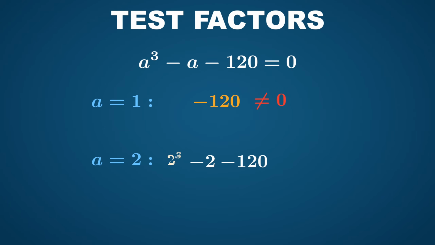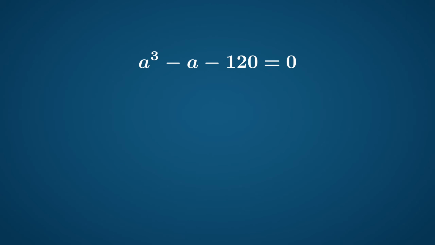2 cubed gives us 8 for the first part of the expression. We subtract 2 from 8, which gives us exactly 6 as a result. 6 minus 120 is negative 114. This is also not 0, so the value 2 is not a valid root. We must continue testing other factors to find a correct root.